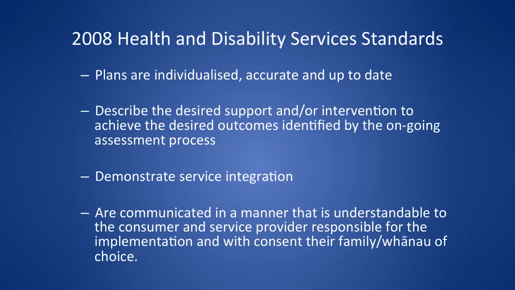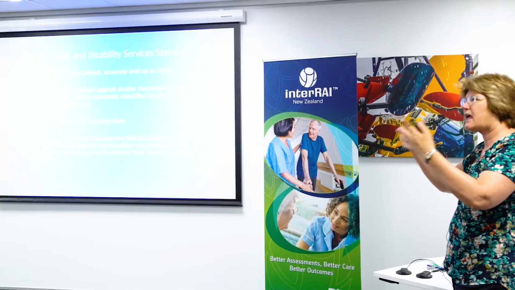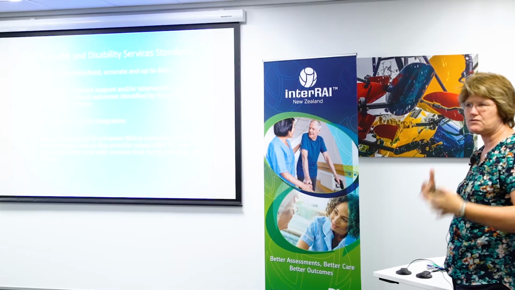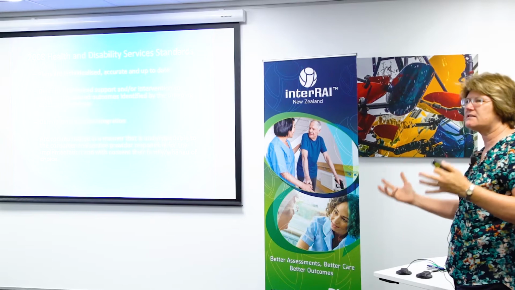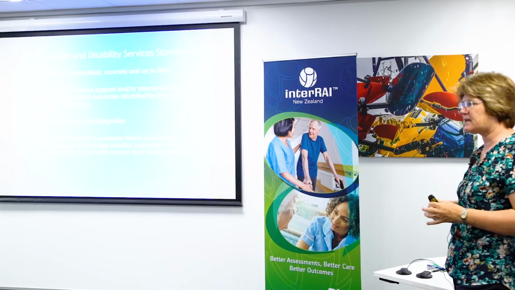This is what the health and disability standards talk about with care planning. They need to be individualized, accurate, and up to date. Now, one of the tricky parts about care planning is there is a lot of evidence-based practice out there, and yet it needs to be individualized. And that often creates a tension in that if I know that somebody has congestive heart failure, for instance, there are certain evidence-based things that I need to do. How do I make that individualized? Does that make sense?